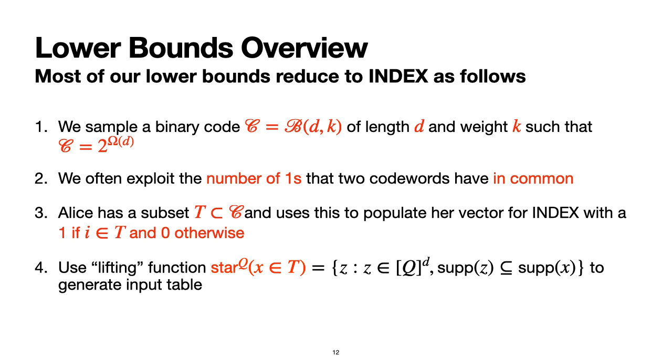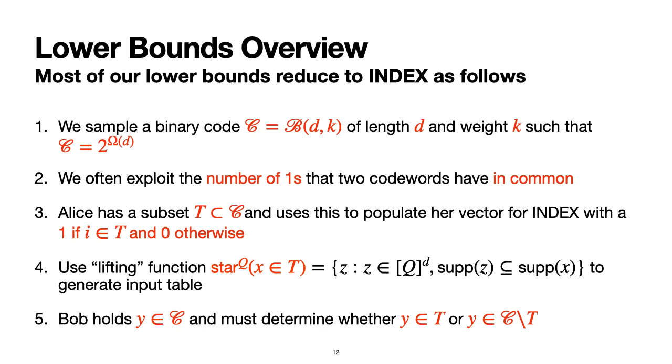Also, we need a lifting function, star q. This maps a single word x in T to many, many child words. Again, q is now a parameter for us to choose. Bob holds y in C, and he must determine whether y is in T or y is in C minus T.